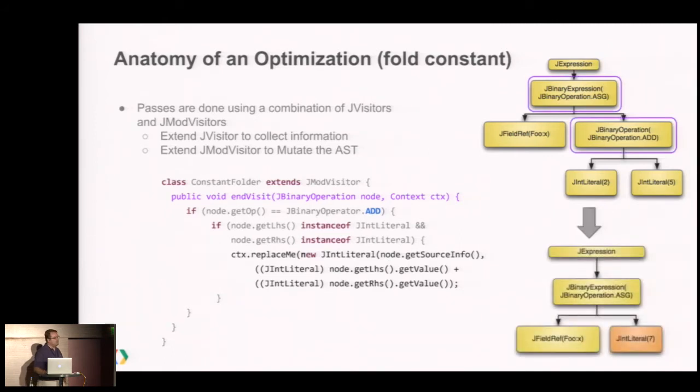And this is what the result looks like after this callback is run. You can see we've basically replaced it with x equals 7, essentially. That's what those two bottom boxes look like right here: a field ref with an assignment, and the right-hand side is a 7.